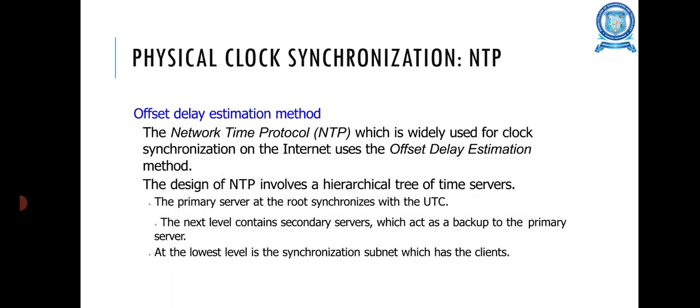Then the offset delay estimation method. The Network Time Protocol, which is widely used for clock synchronization on the internet, uses the offset delay estimation method. The design of NTP involves a hierarchical tree of time servers. First, a primary server at the root synchronizes with UTC. The next level contains the secondary servers, which act as a backup to the primary server. Then at the lowest level is the synchronization subnet, which has the clients.